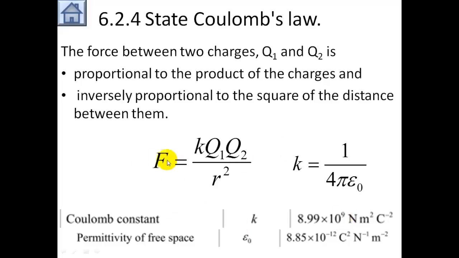So this is the equation. This is the main one. F is equal to k Q Q over r squared, Coulomb's law. And it's very similar to the law of gravitation. Remember, F is equal to G M M over r squared.